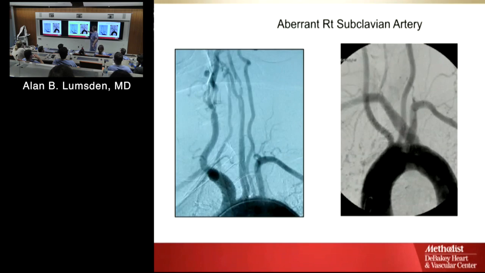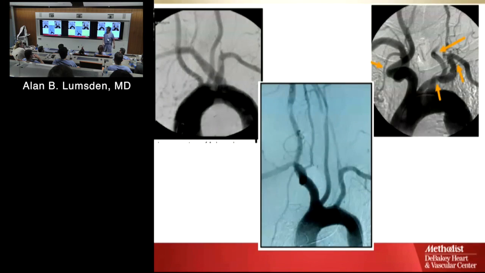Okay, this is what the right subclavian looks like. Right subclavian comes off beyond the left subclavian in this situation, and that's the one that goes behind the esophagus and pinches the esophagus. It's called dysphagia lusoria. Okay, what's wrong here?